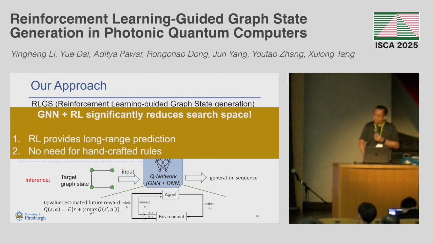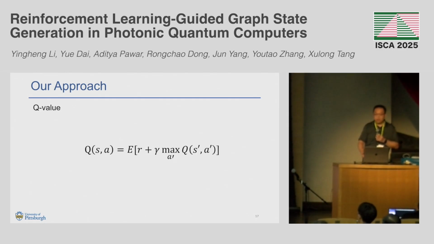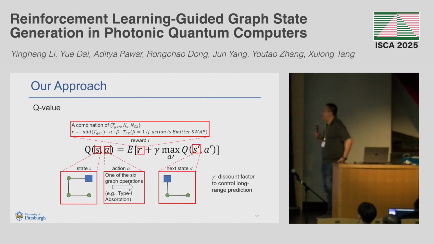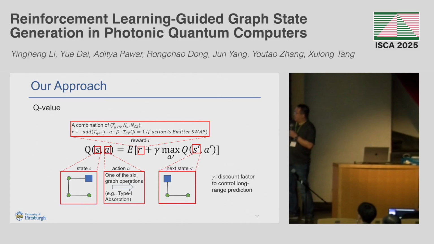This is a summary of why this is good. I just want to show the reward function we use in the reinforcement learning. It looks complicated, but if we break it down, it becomes a little simpler. The purpose here is that the state is basically the current graph at which we're generating.